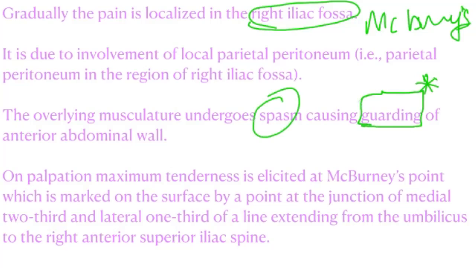On palpation, maximum tenderness is elicited at McBurney's point, which is marked on the surface by a point at the junction of the medial 2/3 and lateral 1/3 of the line extending from the umbilicus to the right anterior superior iliac spine.